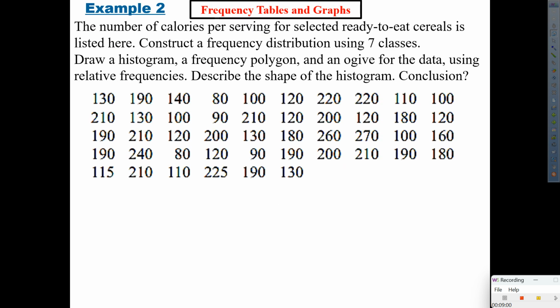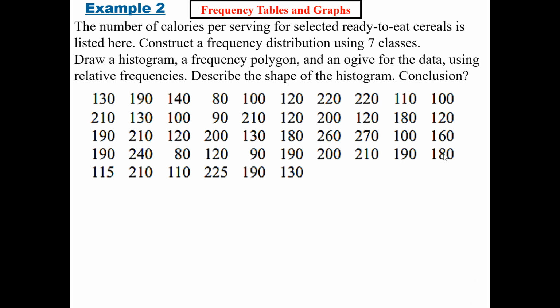All right, so with that said, copy this one, example number 2, bless you. Example number 2, copy the data, please, as I read the problem, and it reads, the number of calories per serving for selected ready-to-eat cereals is listed here. Construct a distribution using 7 classes. How many classes? 7. But then it says, draw a histogram, a frequency polygon, and an ogive for the data using relative frequencies. Describe the shape of the histogram, and then I wrote conclusion, question mark, because we need to come up with a conclusion, yes? Yes, Mr. Q. All right, I'll give you some time to copy that, and I'll send you the screen in a little bit. Copy and go.